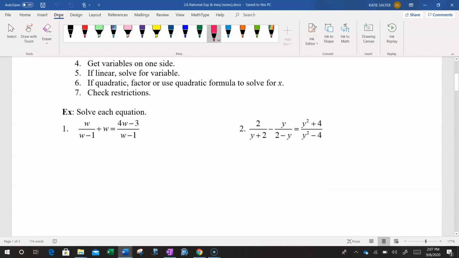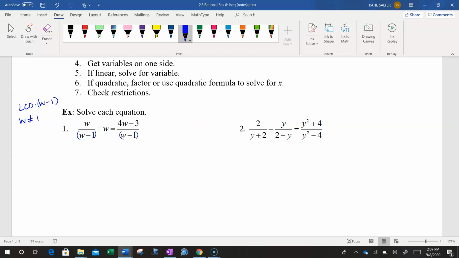You always want to factor your denominators if they're not factored, and then figure out your least common denominator and also what values of the variable would make the equation undefined. In other words, what values would make the denominator set equal to 0. So looking at this one, it's pretty simple. Our LCD would only be w minus 1 because it's the only factor we have in the denominator. And since we have that in the denominator, we know that w cannot equal positive 1.